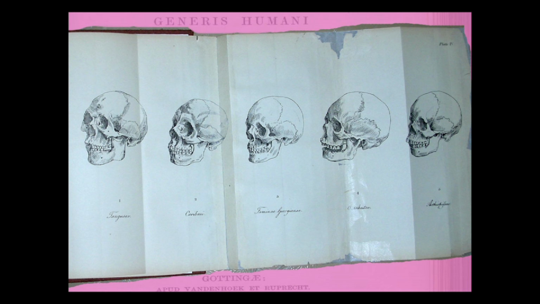So in short, Blumenbach's most beautiful skull, the one in the middle, gave this large group of people, which we can call white people, but it includes many others, the name Caucasian.